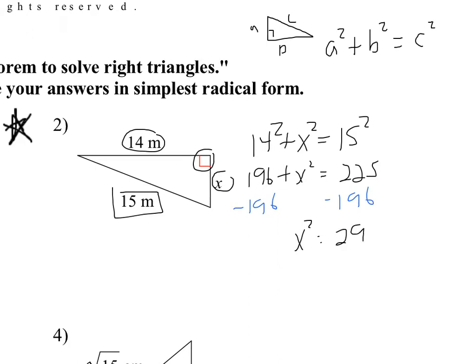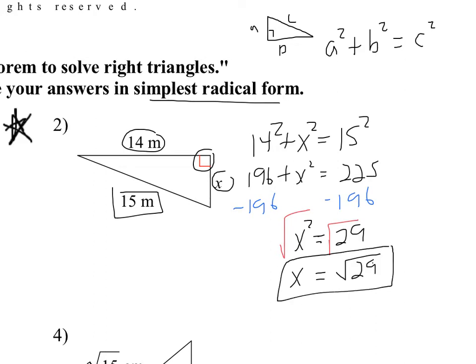And to undo a square, we square root, and that cancels our square, so we're left with just x. And this one says leave the answer in simplest radical form, and 29 is prime. So that's as good as it gets.